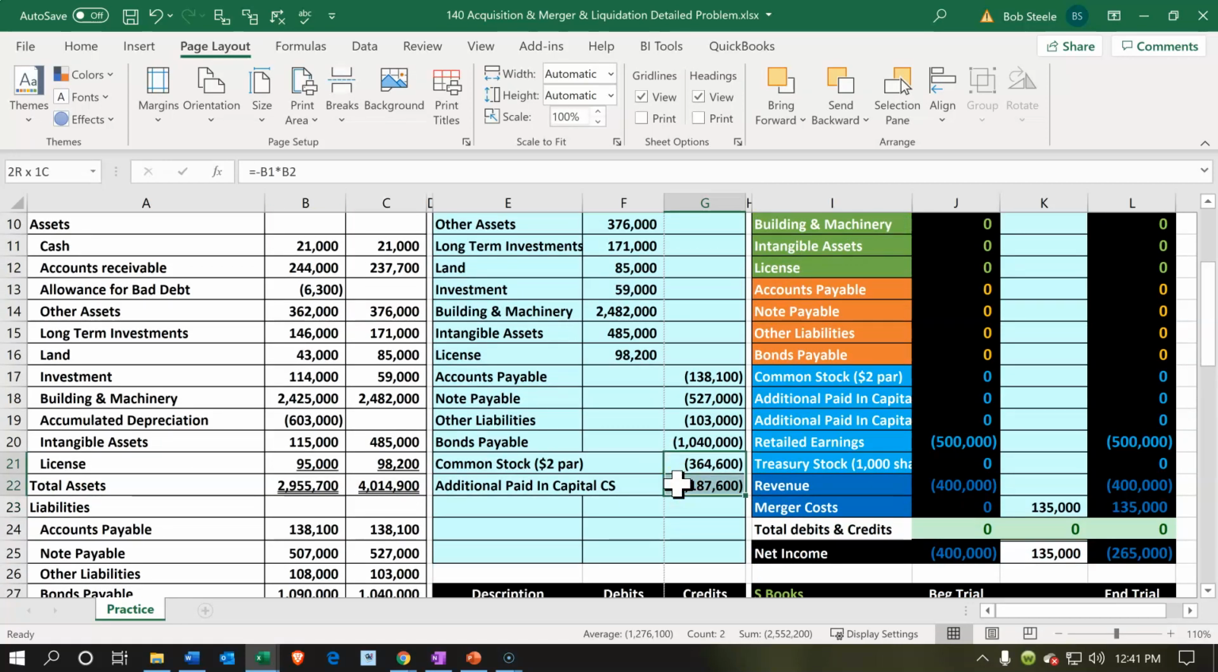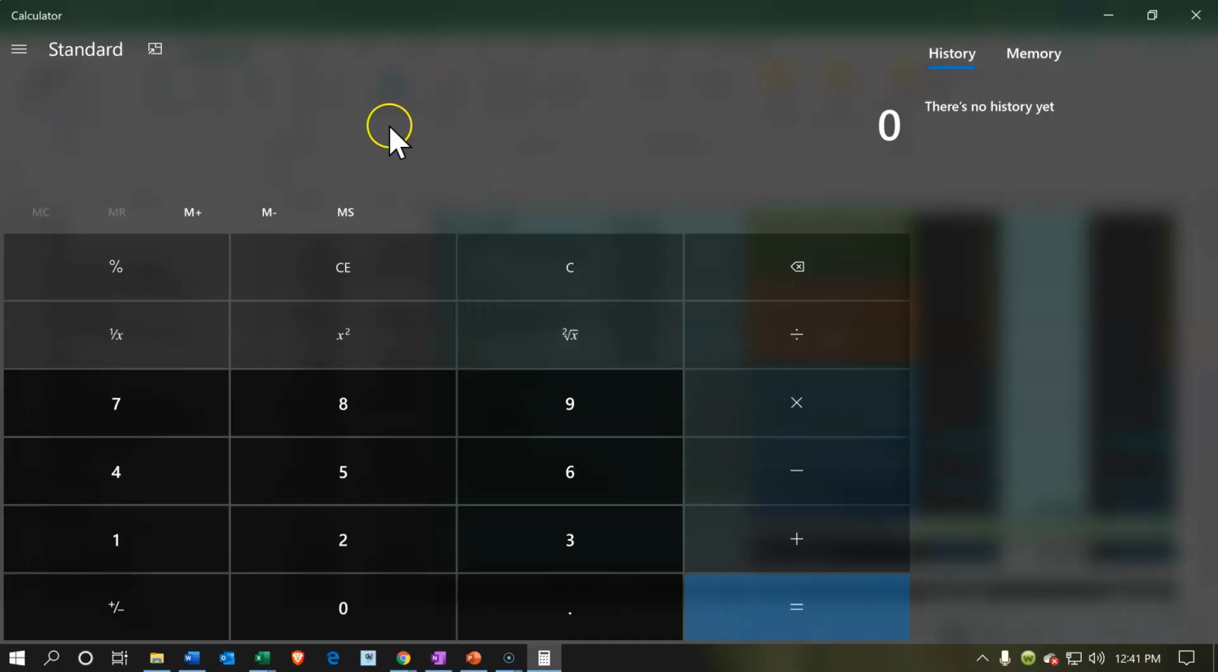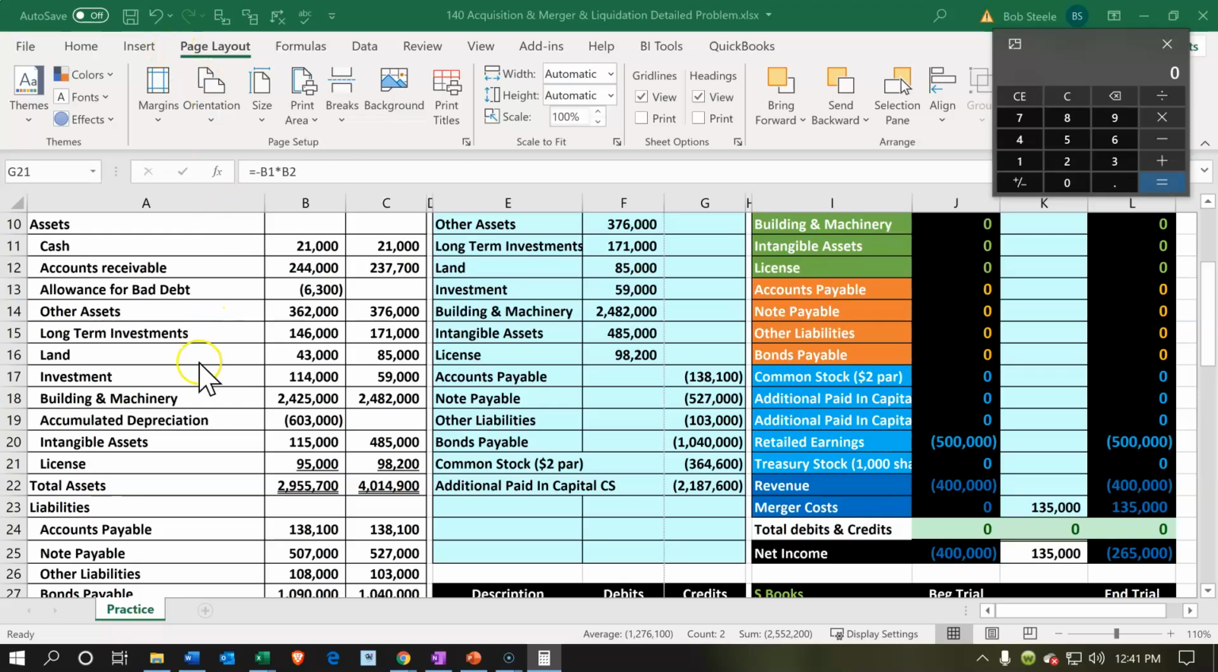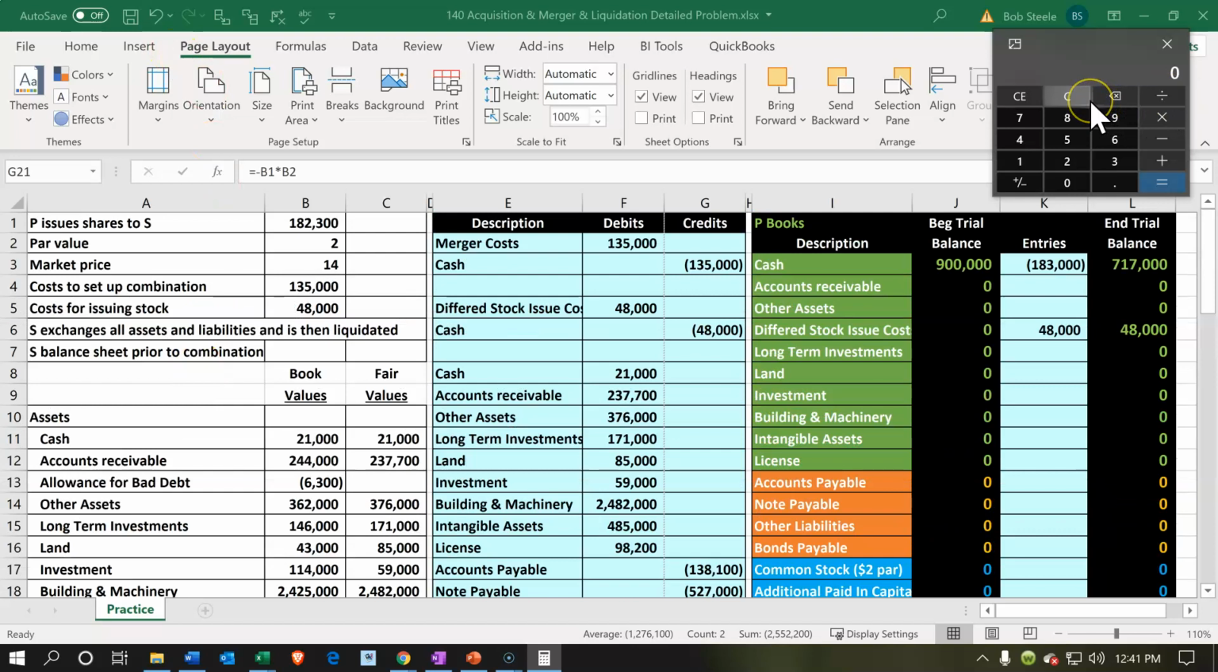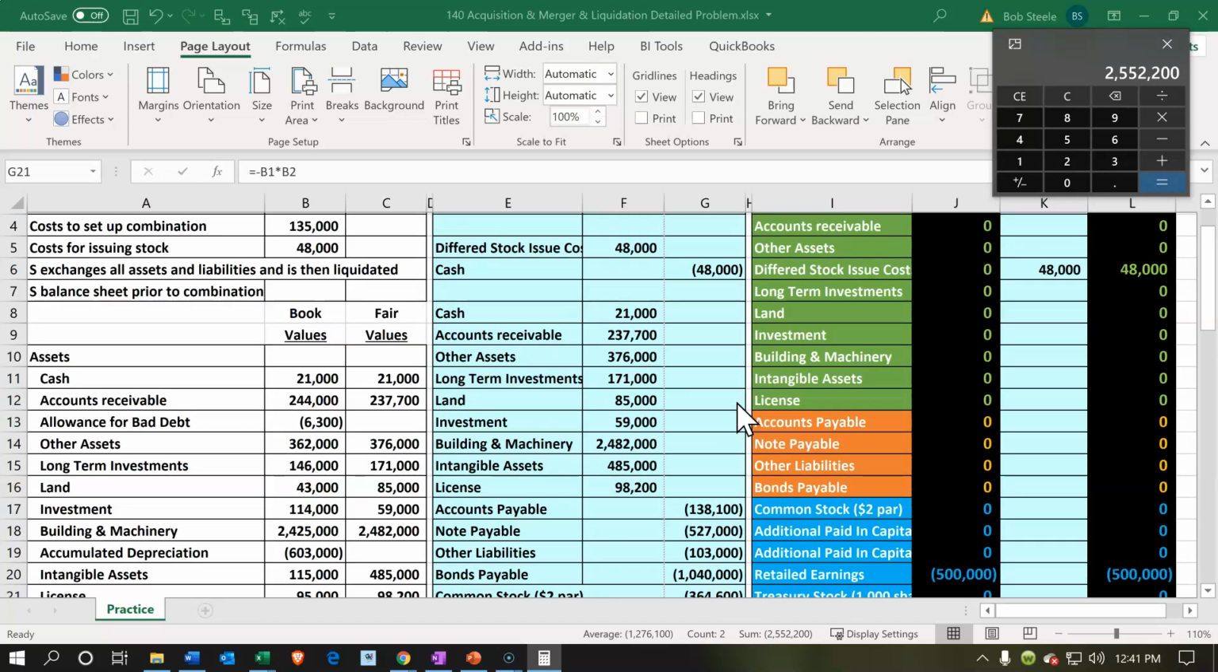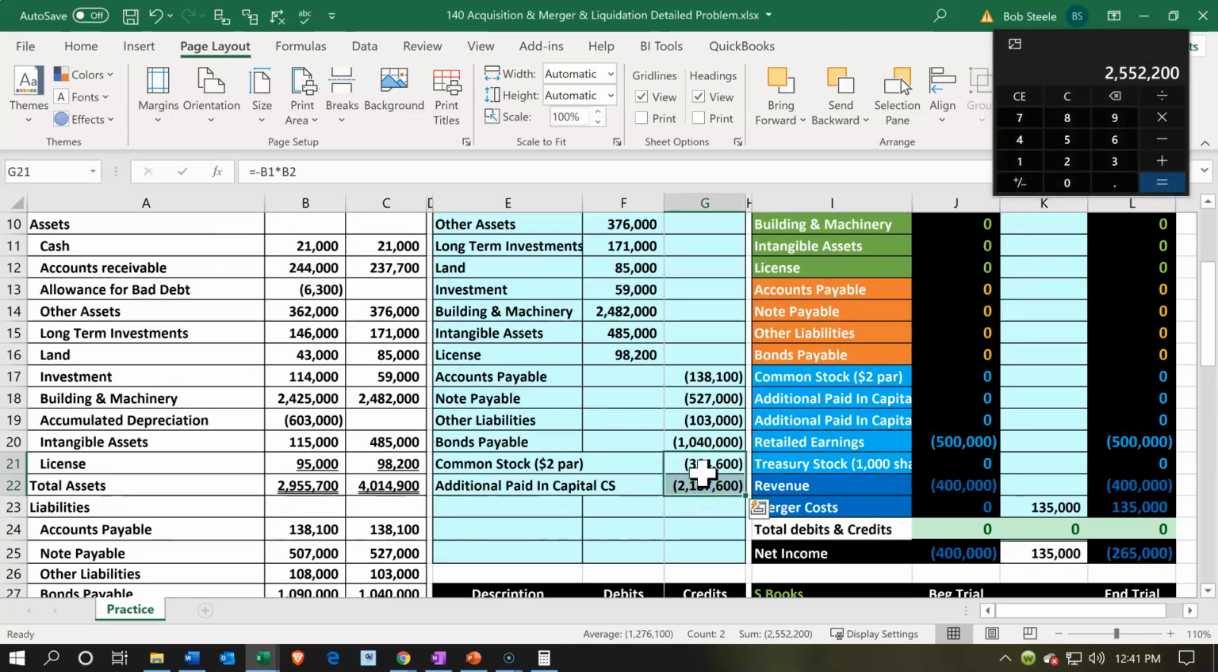Now, if we added both those up, that's going to be the 2,552,200. If we pull up the trusty calculator here, the huge trusty calculator. The calculator gets mad at Excel, so when I whip out the calculator, it has to show off by showing the whole screen like that. So then we're going to say 182,300 times 14, the market price. There's that 2,552,200. And that's going to be the sum of these two, right? So we're breaking it out between the $2 par and then the additional paid in capital.